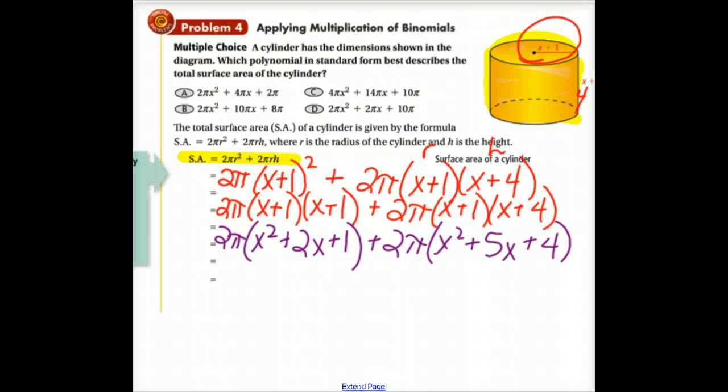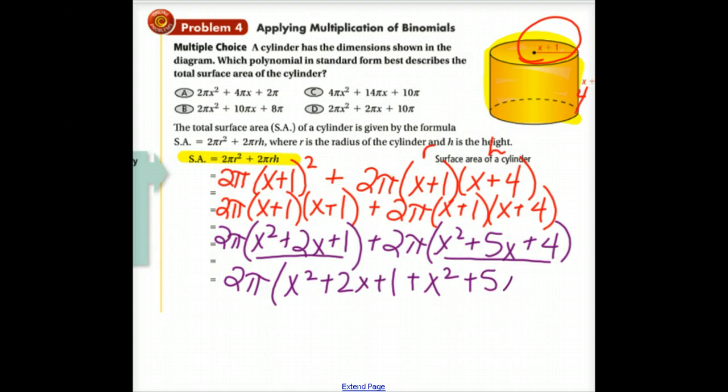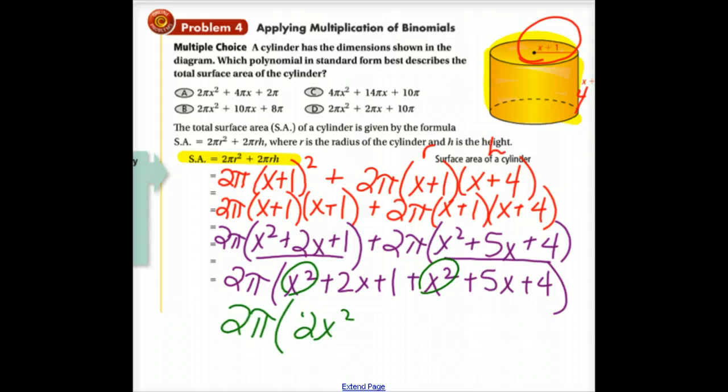Now, we have 2 pi times something plus 2 pi times something. That's the same thing as 2 pi times all of this. Now I can combine like terms. x squared plus x squared, 2x squared. 2x plus 5x is 7x. 1 plus 4 is 5. And let's see if they want us to go any further than that.